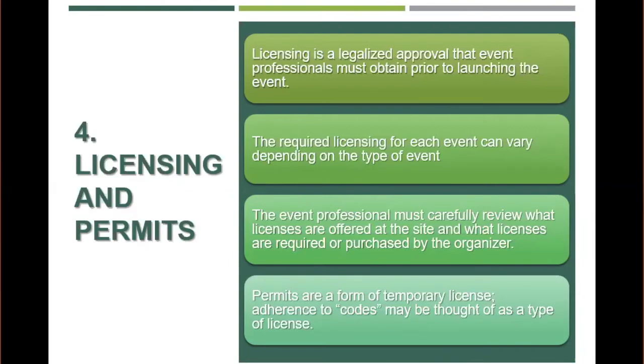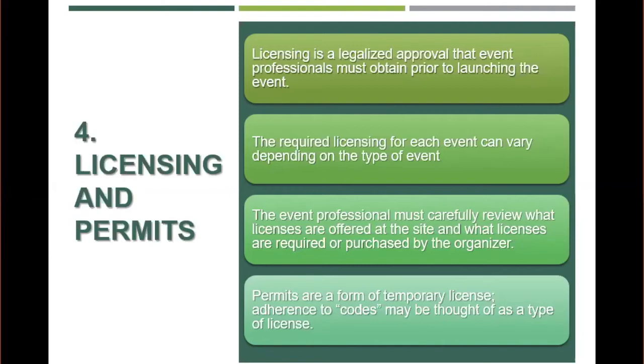Now, licenses are more permanent than permits. Permits are a form of temporary license, which require adherence to codes, which may be thought of as a type of license. So when you have a permit, for instance, for fire, it means that the permit is only for the duration of the party that you are having. So you want to make sure that for the duration of the party that is taking place on 22nd June from 6 p.m. to 8:30 p.m., we have a fire permit that says that the location has been certified safe and it's not a fire hazard. Please, I hope it makes sense.